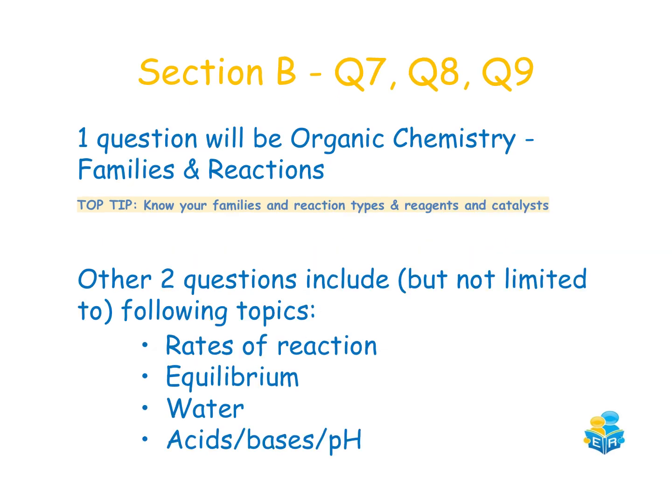We've got questions 7, 8 and 9, and I kind of grouped these together just because of how they come up. So one of these questions out of 7, 8 and 9 will be an organic chemistry question, and it will look at your families and your reactions. So when we're looking at our families and our reactions, some key things that you'll definitely need to know in these questions are you'll need to know your functional groups of your families.